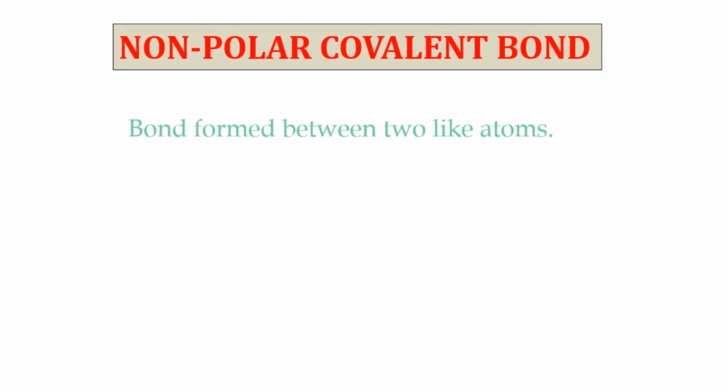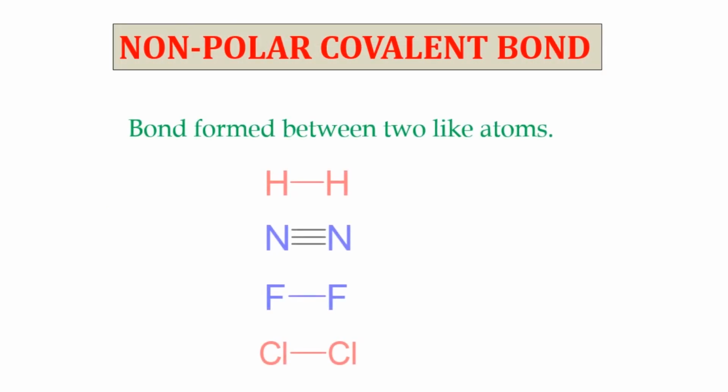Non-polar covalent bond. If a bond is formed between two like atoms, then it is known as non-polar covalent bond. Since the difference of electronegativity is zero, both atoms attract the electron pair equally and no charge appears on any atom, and the whole molecule becomes neutral. Example: hydrogen, nitrogen, fluorine and chlorine molecules.